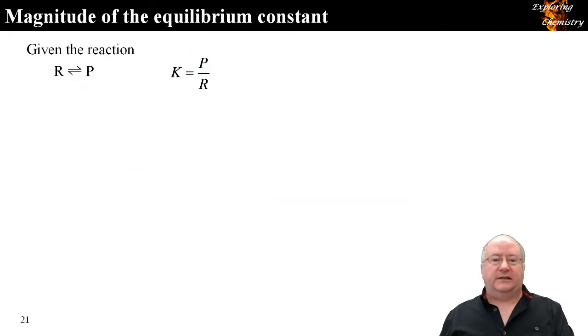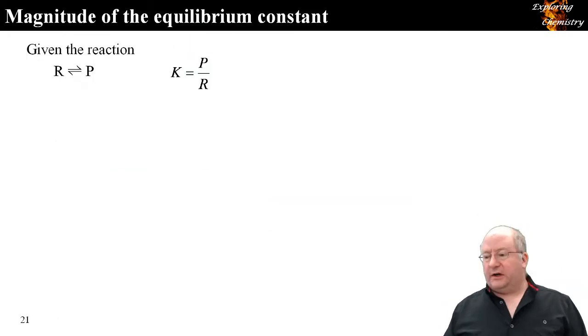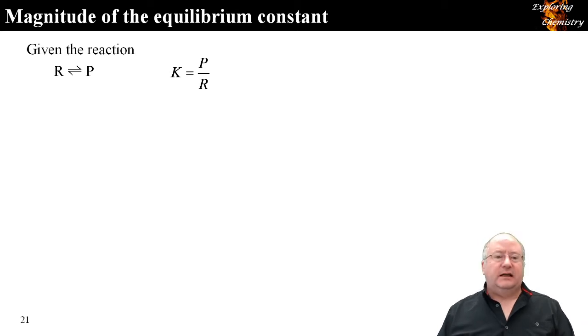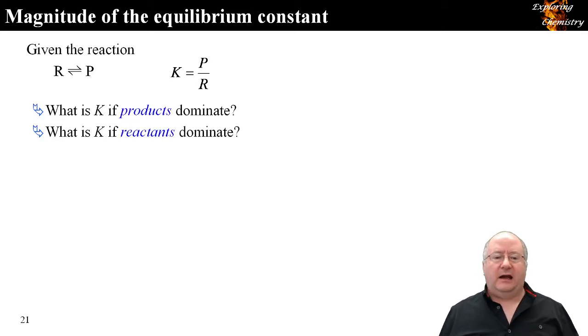And we are going to continue. What we're going to do now is look at the magnitude of the equilibrium constant, given that, as presented here, R is in equilibrium with P: reactants are in equilibrium with products, and we have the equilibrium constant P over R. So what I want to get from you is, what is the magnitude of the equilibrium constant when the products dominate and the reactants dominate? Is K a large number? Is K a small number if reactants dominate and products dominate?